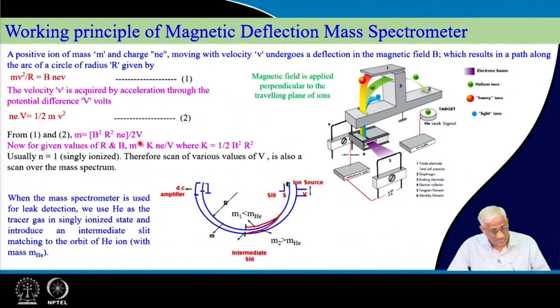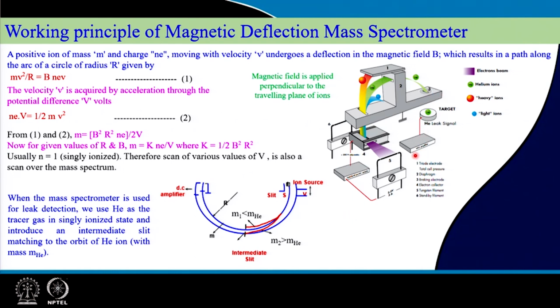So, if you scan, the entire thing is constant for a particular B, particular r and particular charge. So, you can say the voltage is inversely proportional to the mass. If you keep on scanning V, you can get a mass spectrum, and if you lock it to helium, you will get leak detection. This is the principle of the helium leak detector used as a leak detector, and if you do scanning, it is a variable voltage.